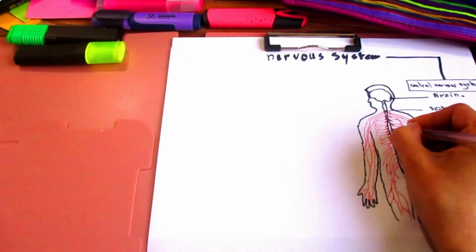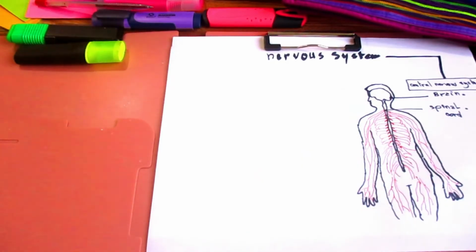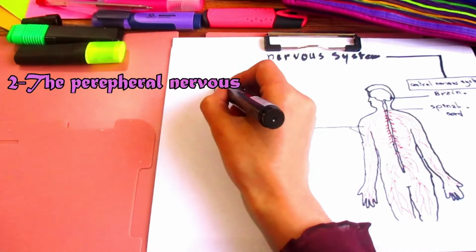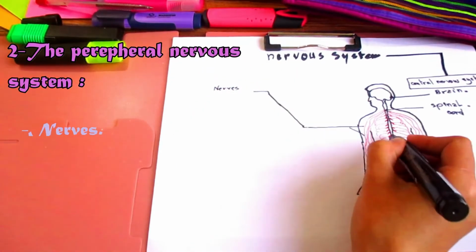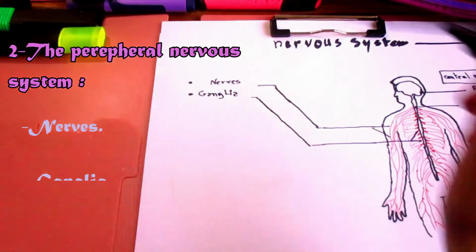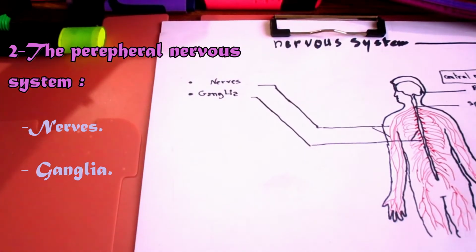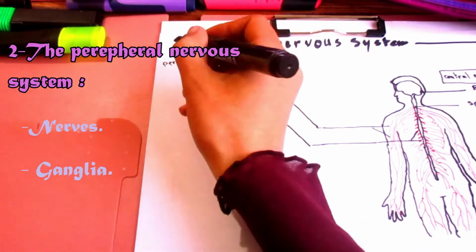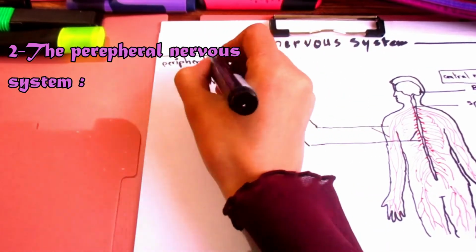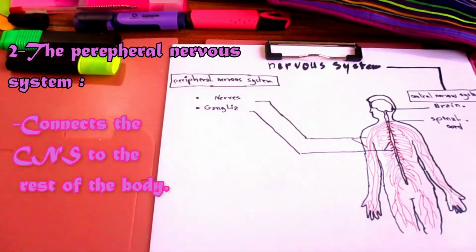So, as I said already, the nervous system can be divided into two major subdivisions. The first was the central nervous system, and the second is the peripheral nervous system, which contains the nerves going to and from the central nervous system, and it contains also the ganglia. So the peripheral nervous system gets all information into the brain and controls directly all responses you make because it connects the central nervous system to the rest of the body.